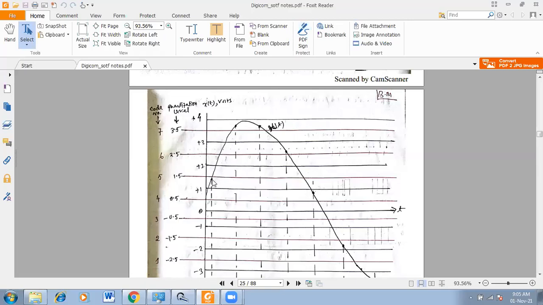Now this point, this sample value, this is plus one, this is plus two. So what should be this value? You have to estimate here, as it is a graph. If we had graph paper, from there we could find out the value.